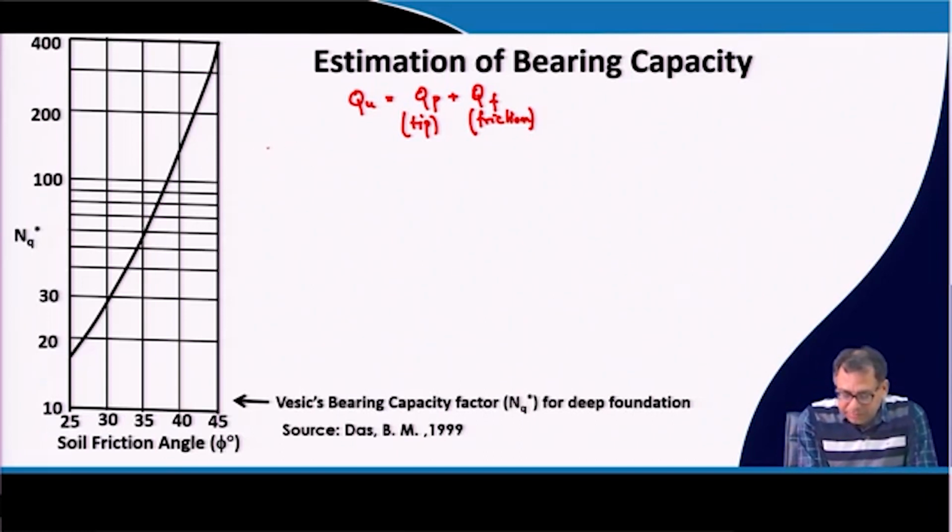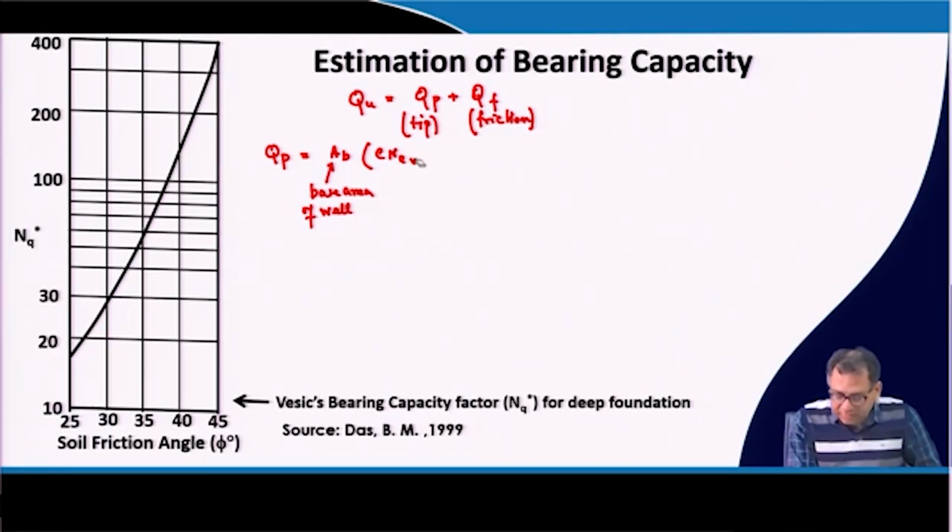So, now Q tip will be equal to the base area of the well into the bearing capacity factor NC star, then plus Q dash NQ star.